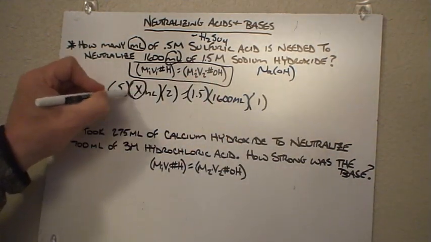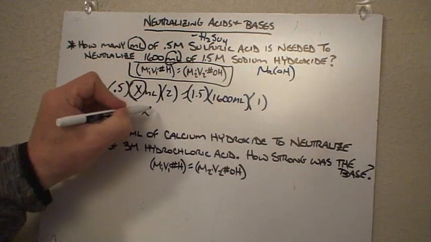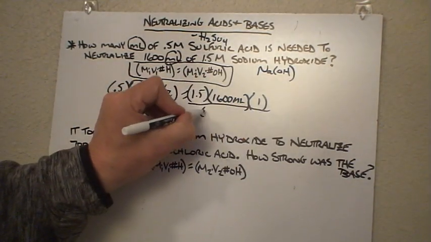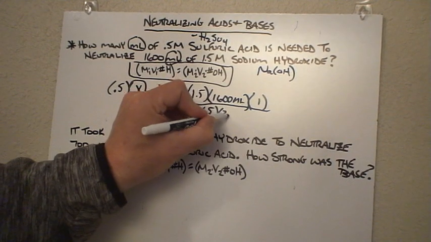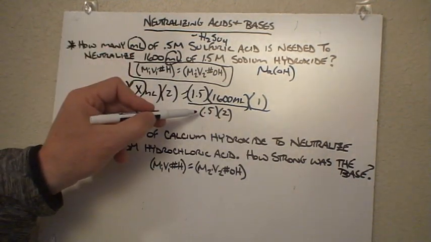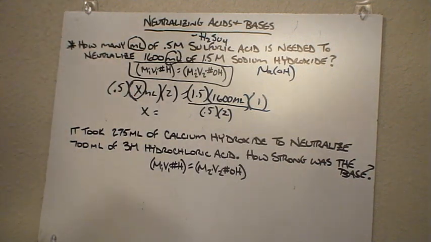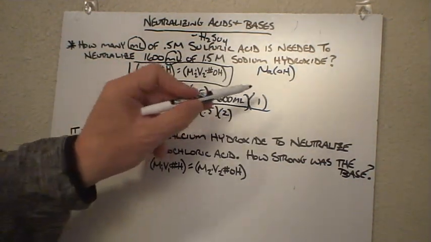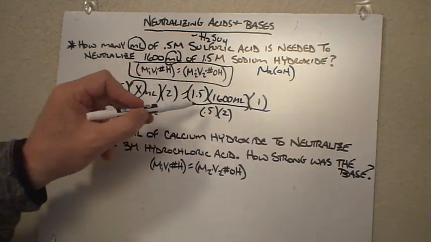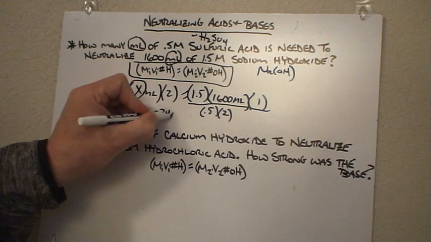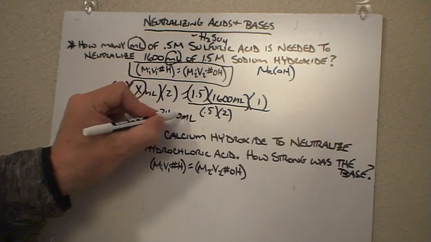To get X by itself, we're going to just basically pull these two off to the other side, 0.5 times 2. Now remember, we don't multiply this and write down our answer and then multiply this and write down our answer and then divide again. Keep it all in your calculator. 1.5 times 1,600 times 1 equals, divided by parentheses, 0.5 times 2. And we end up with an answer of 2,400 milliliters.